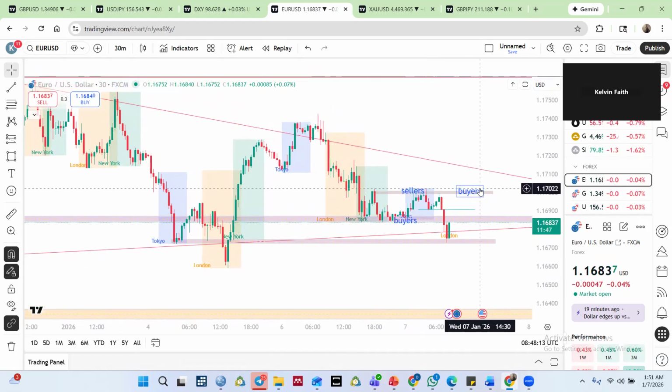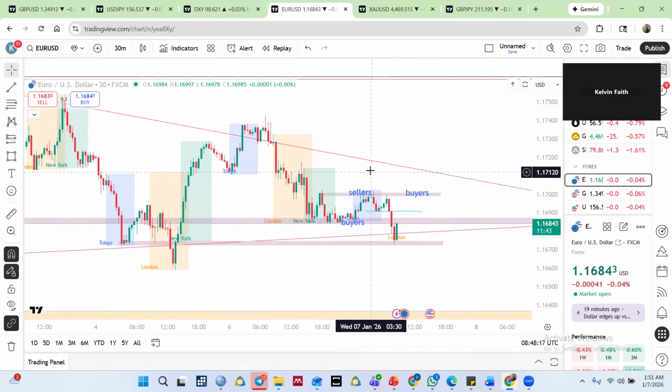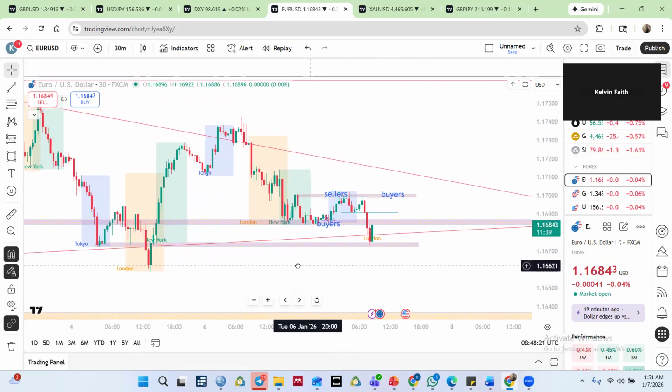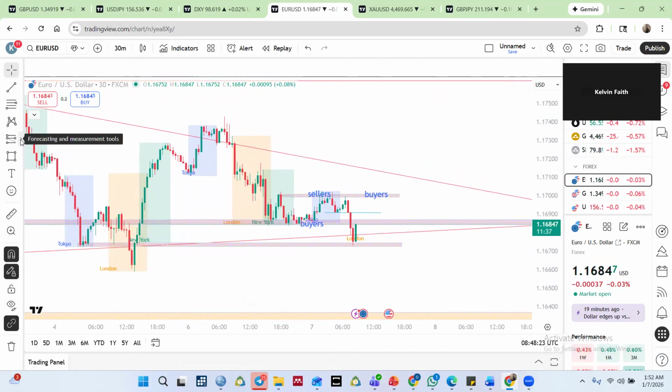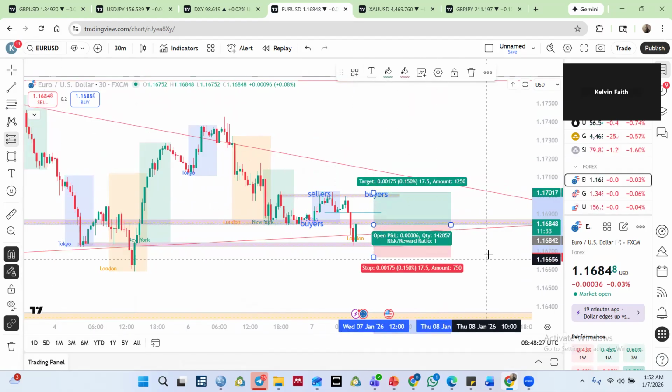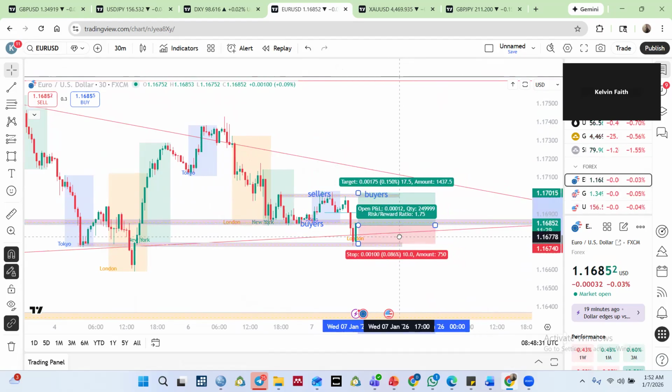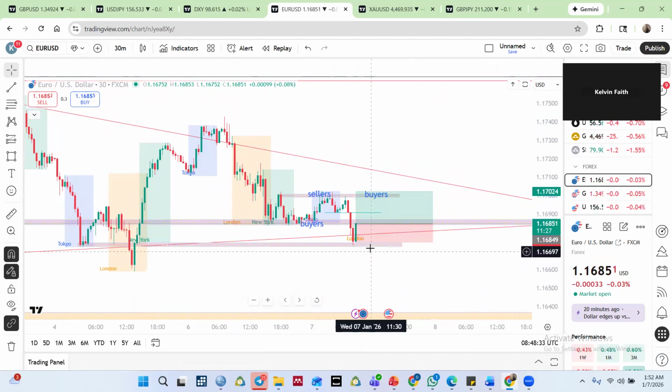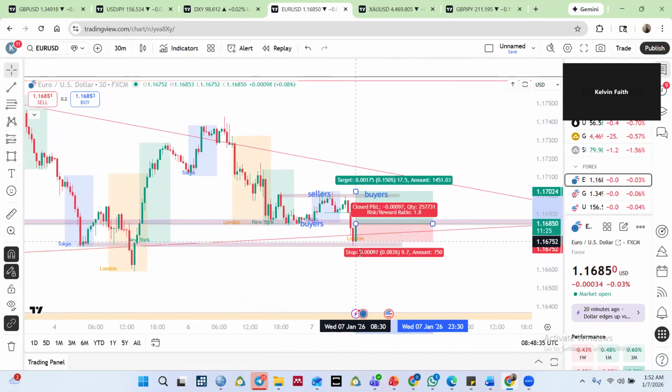I want to buy above this area, bias here. I want to buy above there. I want to also buy above this zone. So let me put my buy sign there. I'm not entering buy right now because I want to see the 30 minutes candle close. So I'll put my stop loss a little bit below here, just a little bit.